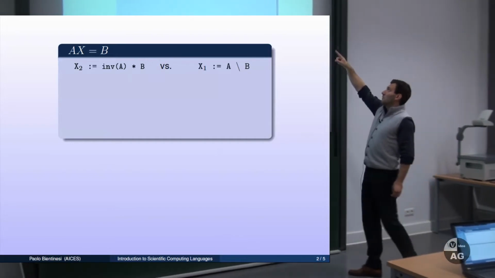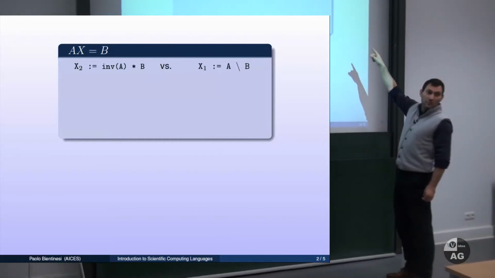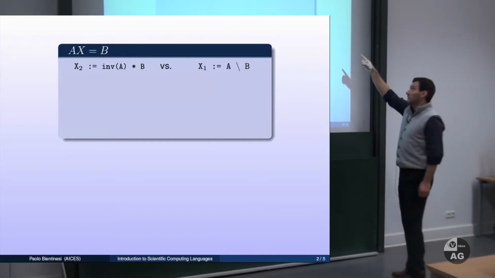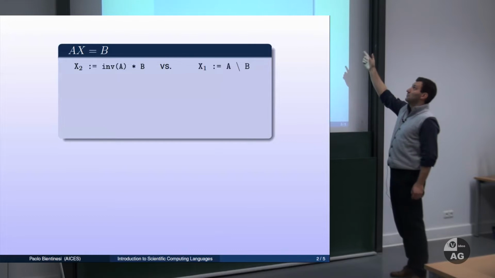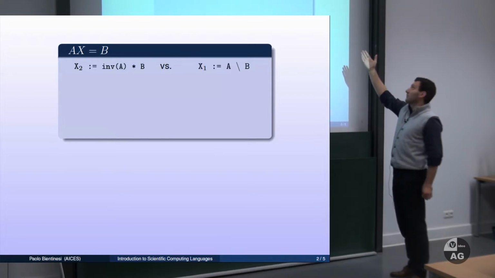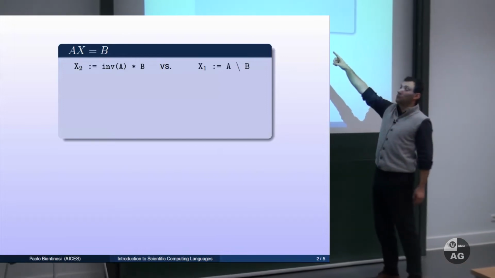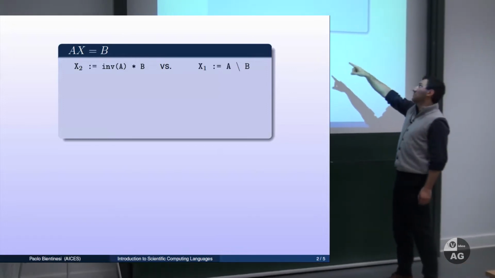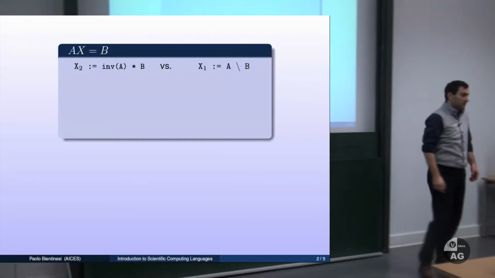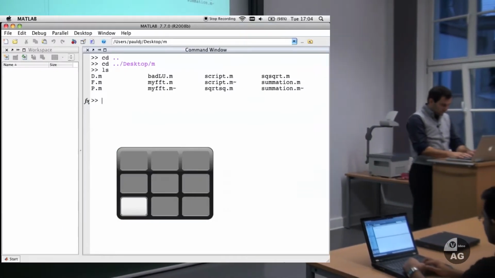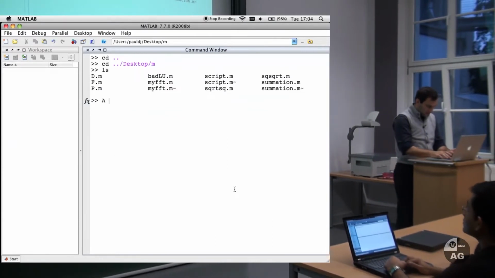This means that I want to divide B by the inverse of matrix A. In MATLAB you can compute X like this. Notice that this has nothing to do, absolutely nothing to do with computing the actual inverse and then multiplying these things out. And I want to demonstrate this. So let's start very easily.